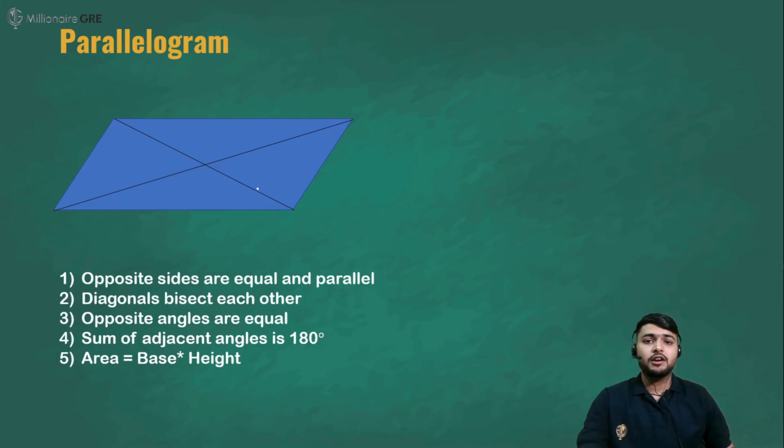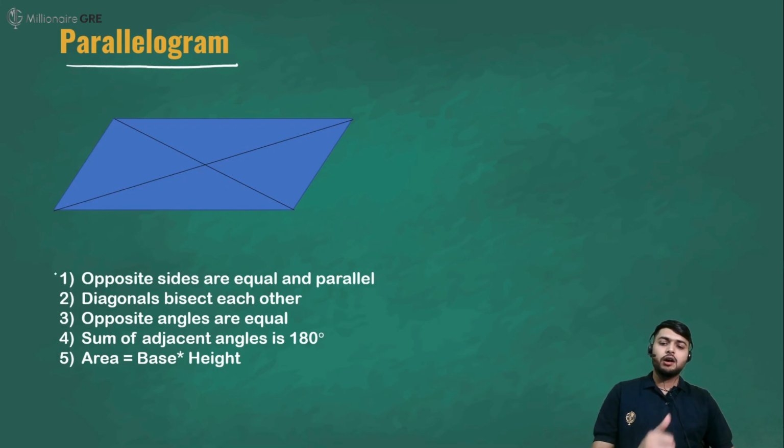The first quadrilateral that we are discussing is the parallelogram. Now a parallelogram is a quadrilateral in which opposite sides are equal and parallel. That means these two are equal and parallel. These two are equal and parallel. The second property is diagonals bisect each other. So this is equal to this and this is equal to this. Diagonals bisect each other in a parallelogram.